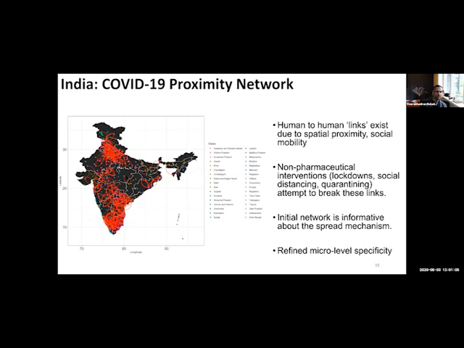So the essential idea to contain the spread, at least through non-pharmaceutical interventions such as lockdowns, social distancing or quarantining measures, is how we break these links, and what attributes of this network system can help us do that. This may be very informative about the spread mechanism: where the concentration of the network is, what the main hub nodes are. This can potentially lead to more micro-level specificity in understanding exactly which regions might see a surge or more focused outbreaks.